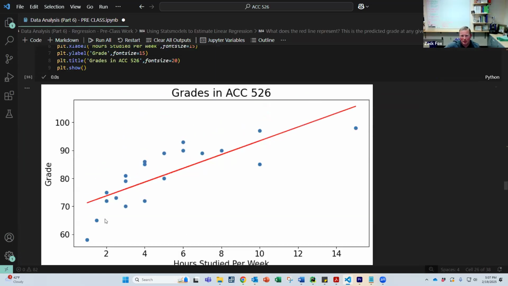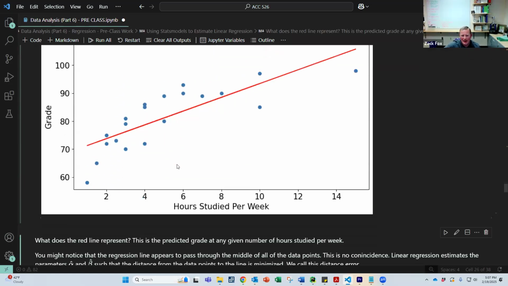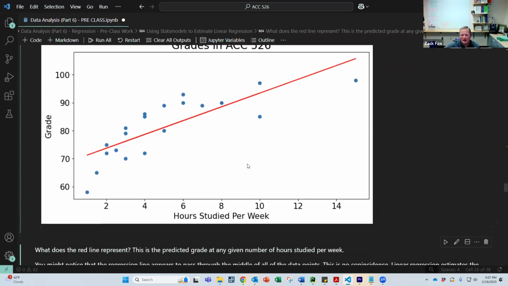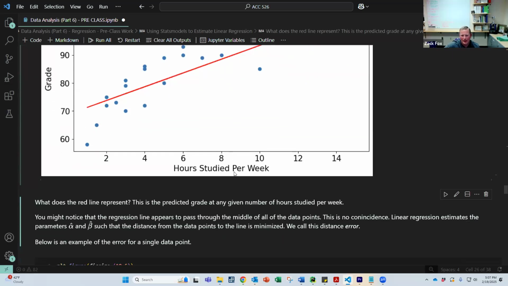So let's plot these data points. The red line now, this is just the predicted grade at any given number of hours studied per week. And as you can see, our plotted data tends to follow this predicted grade pretty closely, right? The regression line appears to pass through the middle of all the data points. This is no coincidence. This is because the linear regression estimates the parameters alpha hat and beta hat such that the distance from these points is minimized, right?